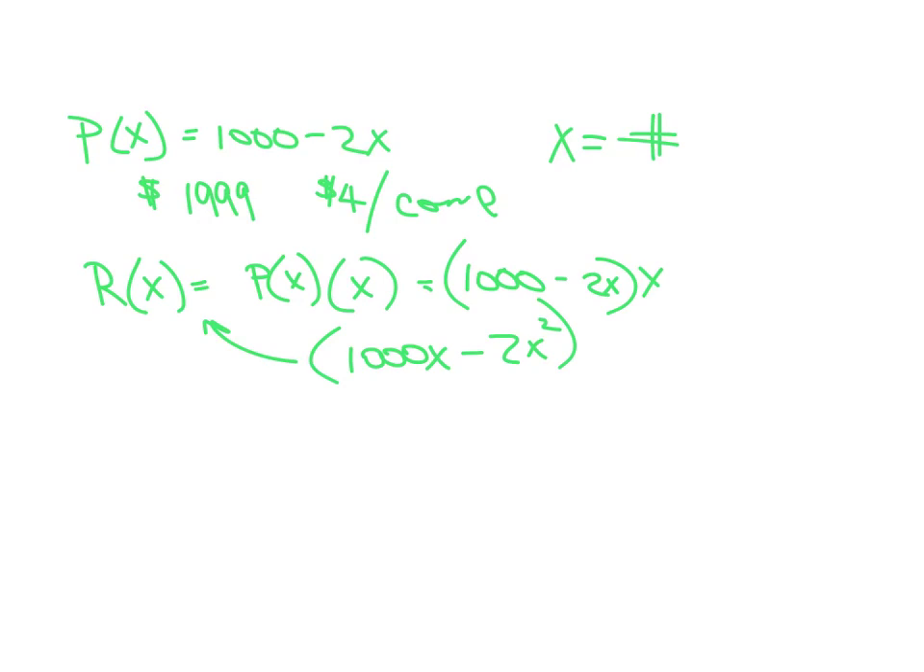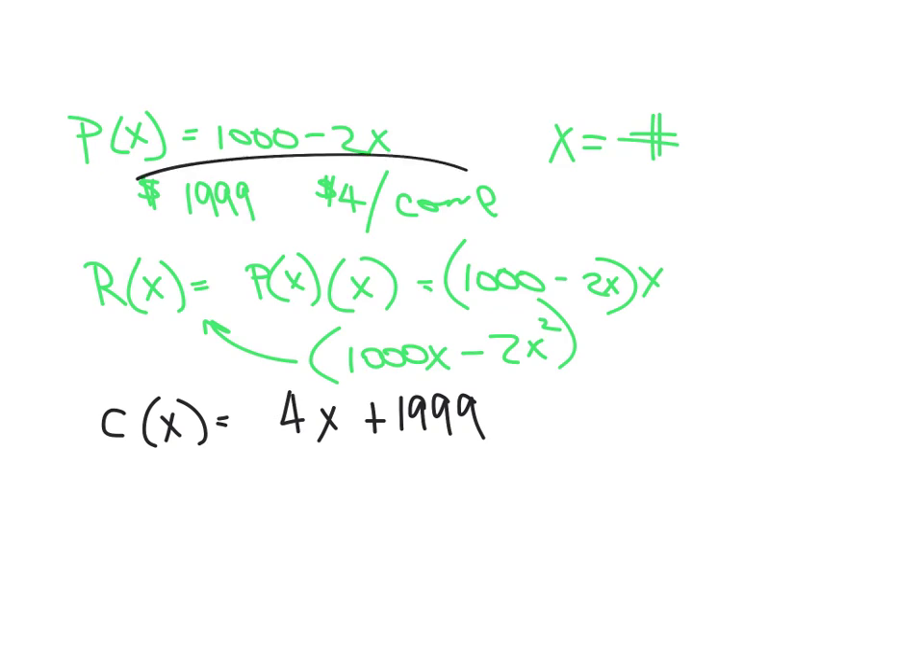Our cost, on the other hand, would be, I need to change colors. Sometimes that green is too hard to see. Cost, on the other hand, is going to be $4 times how many we produce, plus that $19.99 fee that we had talked about earlier, setup fee. Okay. Next question, B. Write the equation that models the profit as a function of the components, I don't even know how to say that, produced and sold during a month.